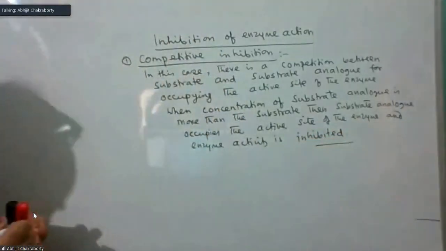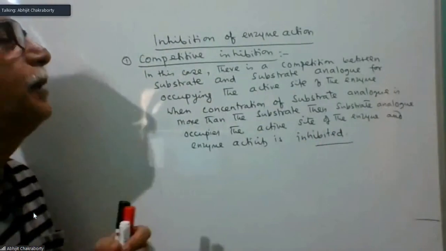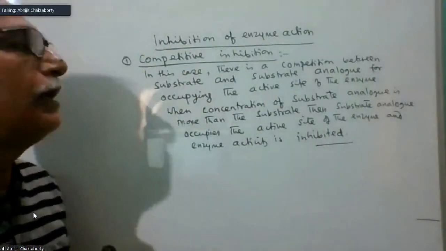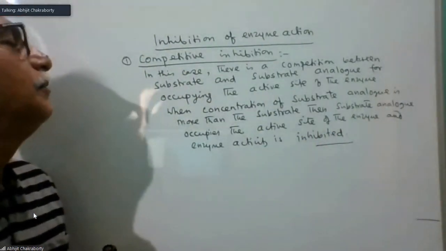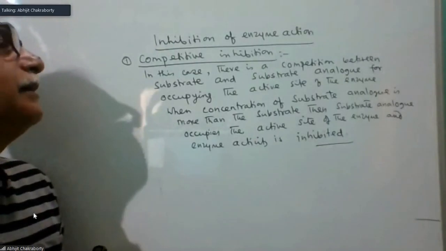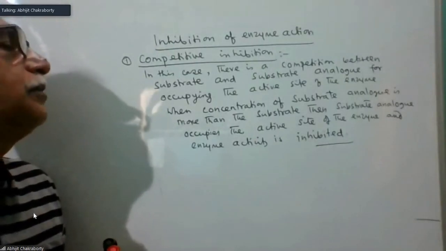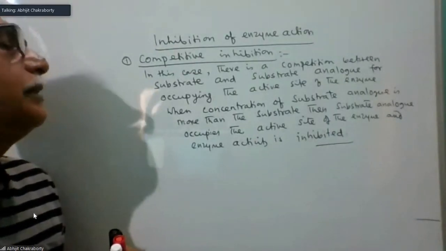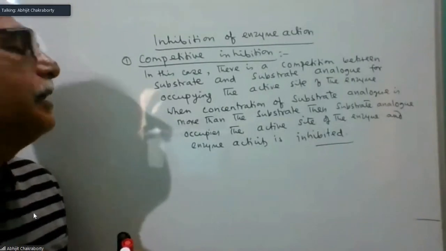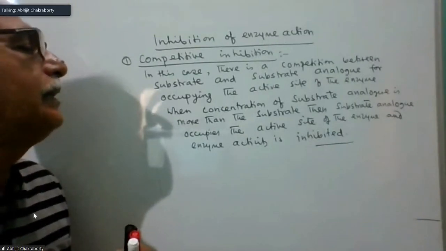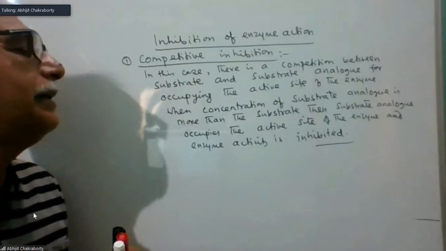Look, in this case, there is a competition between substrate and substrate analog for occupying the active site of the enzyme. When the concentration of substrate analog is more than the substrate, then substrate analog occupies the active site of the enzyme and enzyme activity is inhibited.